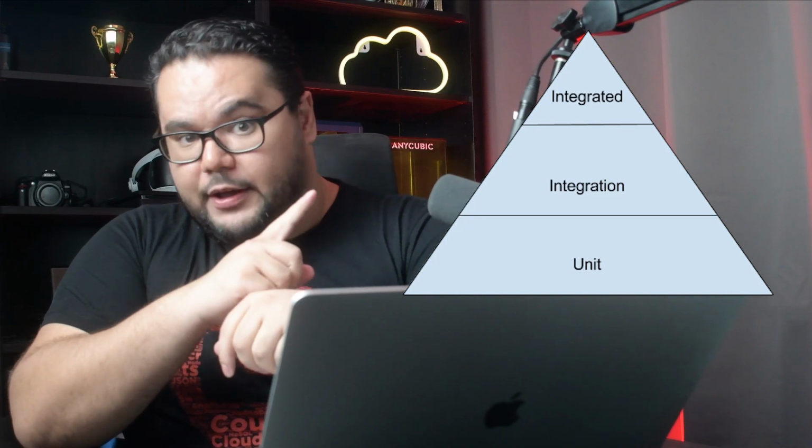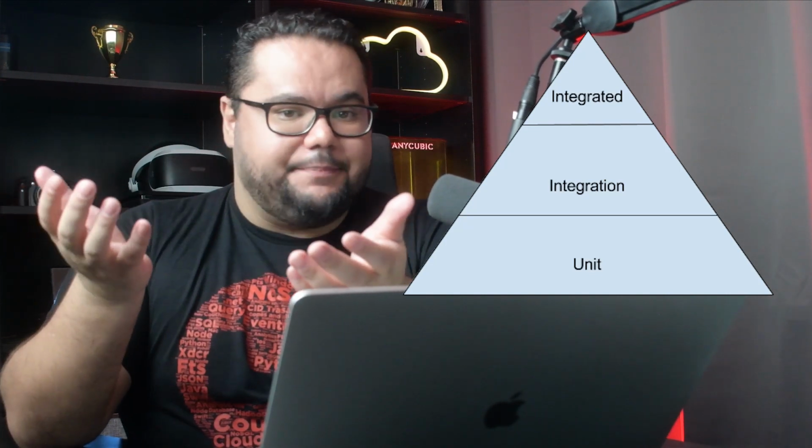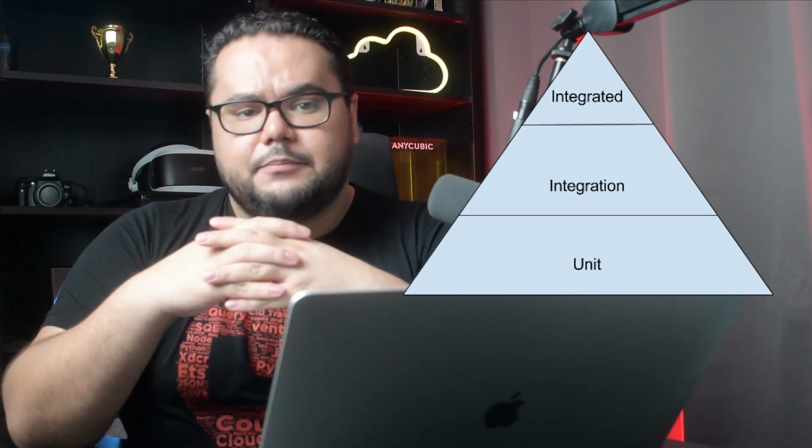When I started working with software development, it was common to see a distribution of tests in a triangle format, like this one here, where at the base we have unit tests, then integration tests, and then integrated tests. In fact, it is still quite common to see this kind of distribution in monolith architectures. But when we talk about microservices, things change a little bit.